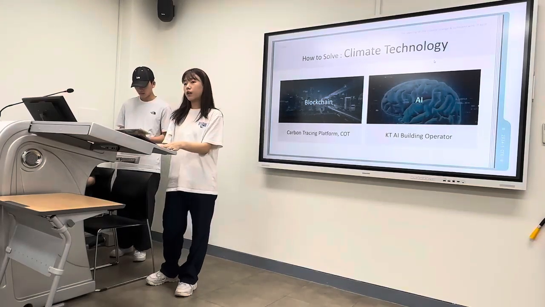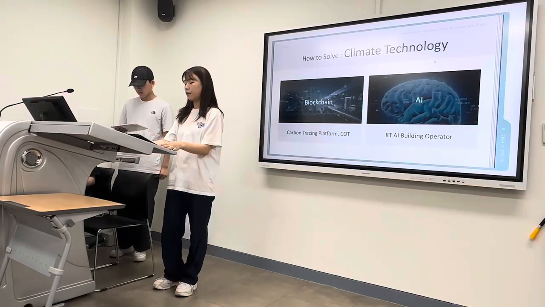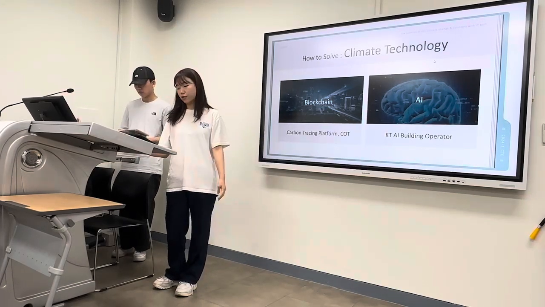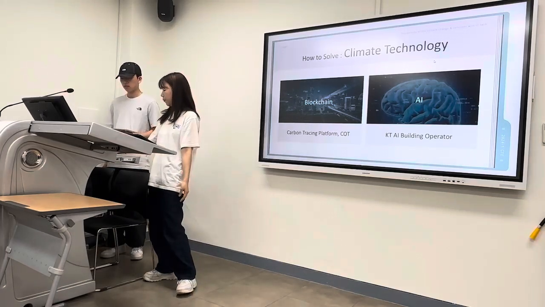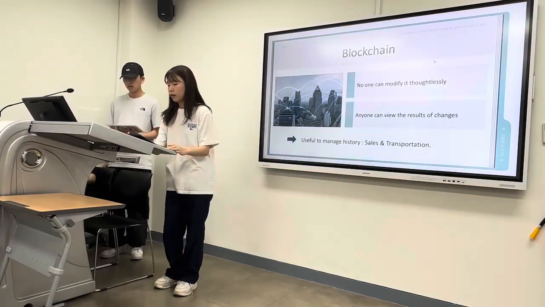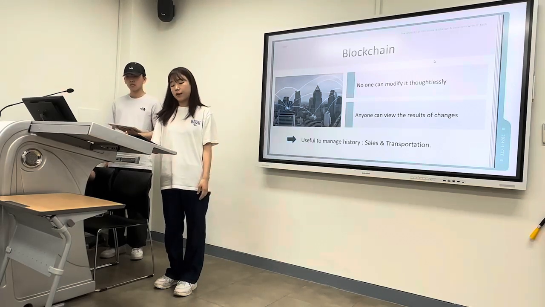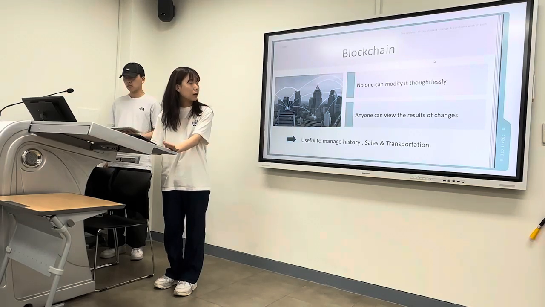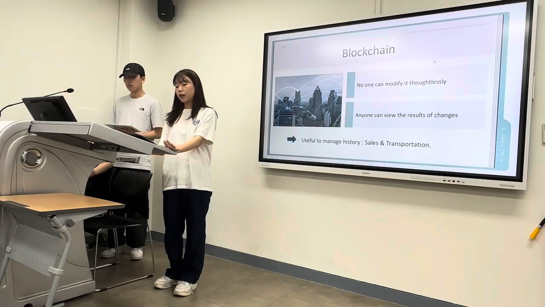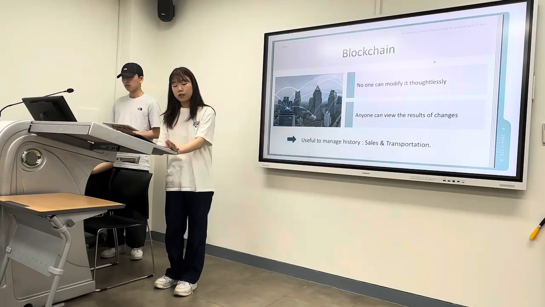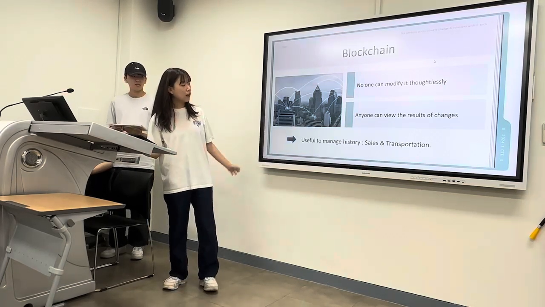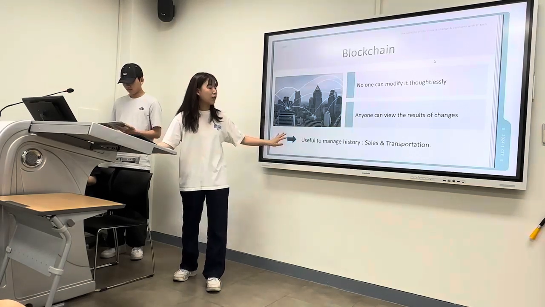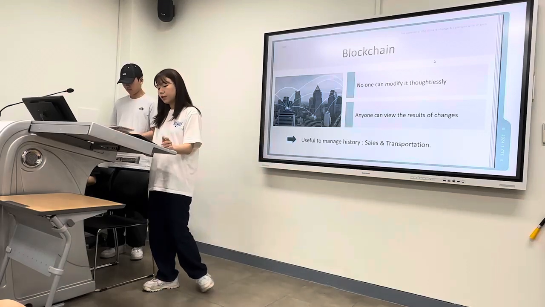Now that the importance of developing technology for the environment is growing, I will talk about how blockchain and AI can be used to protect the environment. The first technology is blockchain. Blockchain is a decentralized system that records and stores information. It has transparency in that no one can modify it thoughtlessly and anyone can view the result of change. Therefore, it is useful to manage the history of our sales and transportation.